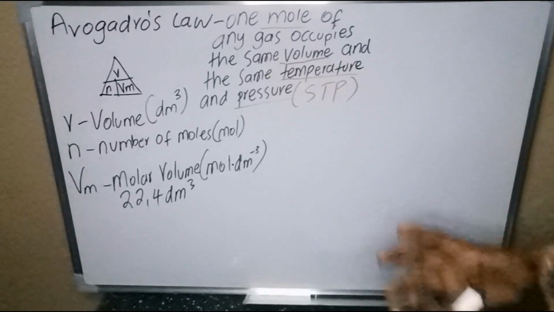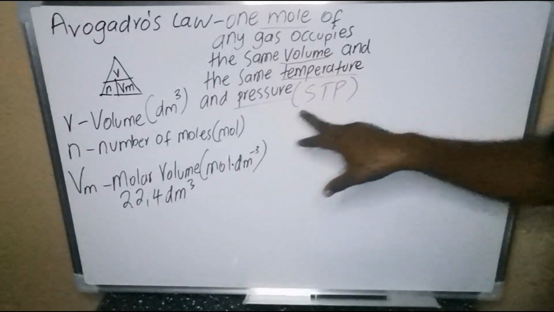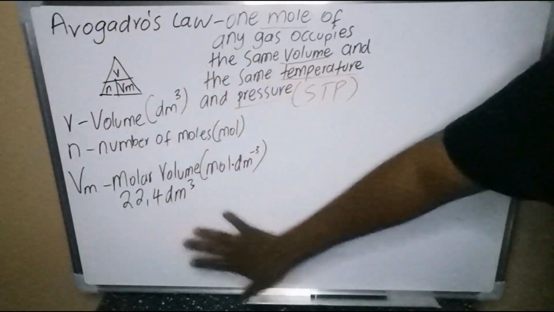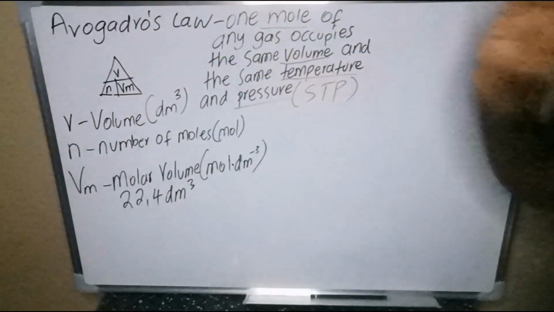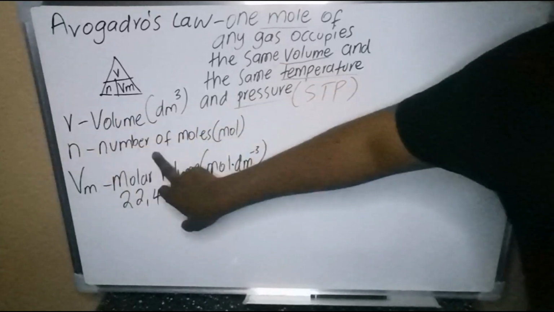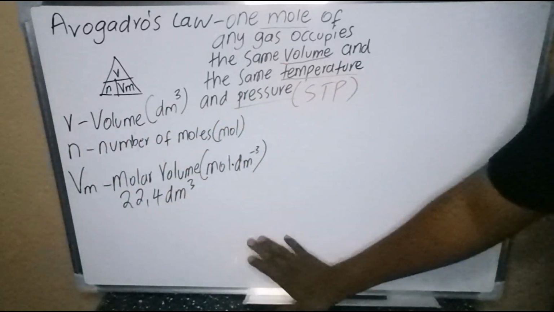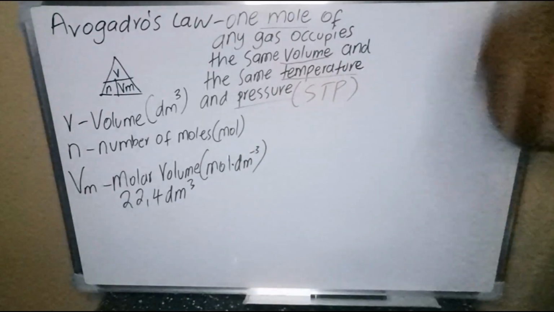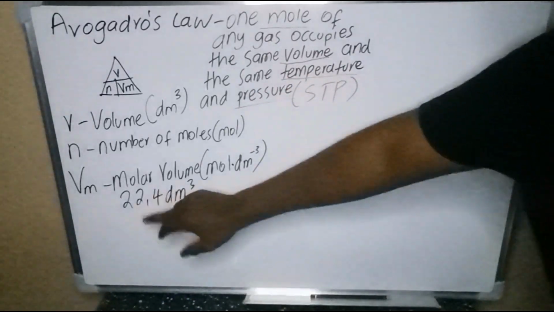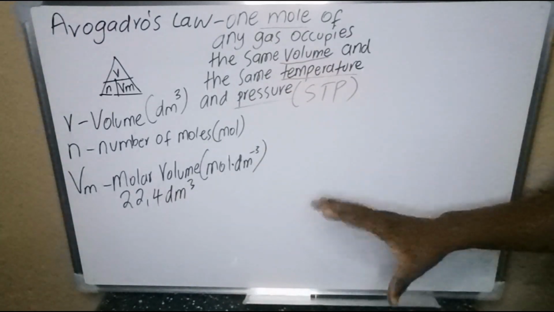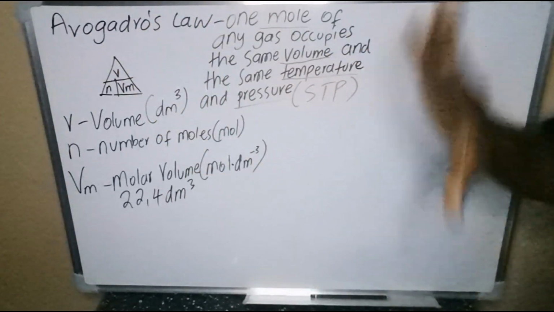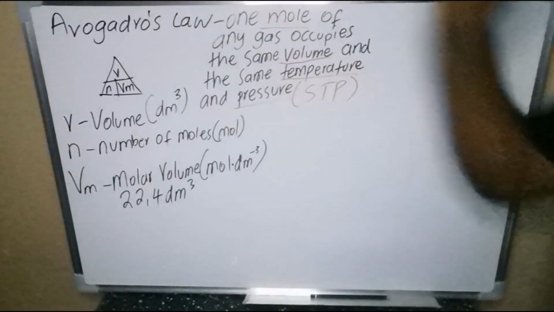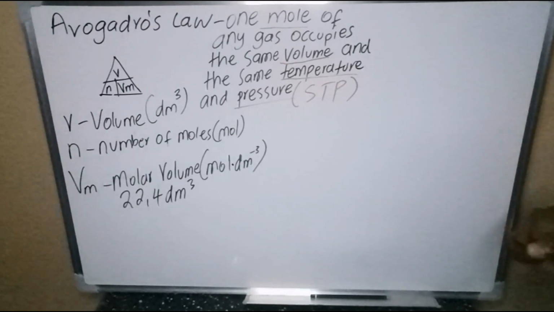So you will hear more about this constant at standard temperature and pressure. When using this formula, they will only ask you to find the volume or the number of moles, but they will never ask you to find the molar volume, because molar volume has a constant value, 22,4, that you use all the time. In any question that involves Avogadro's law, you will only be asked to find the volume and the number of moles. That's the logic behind this concept.